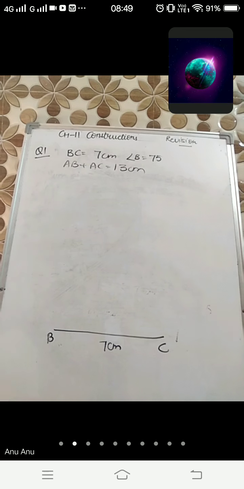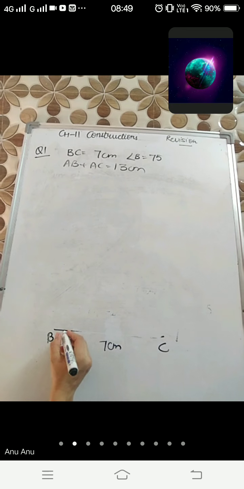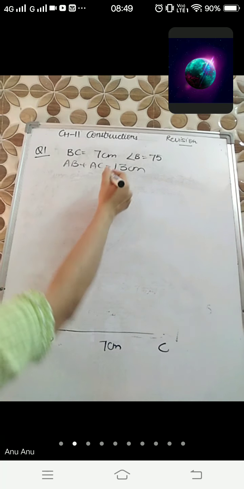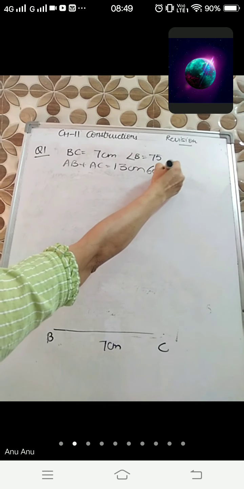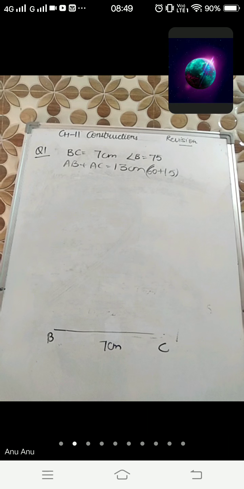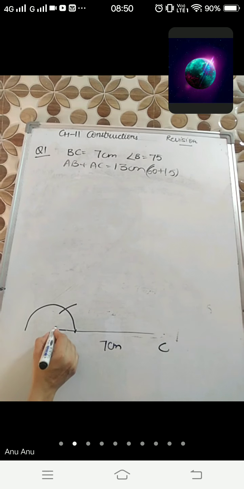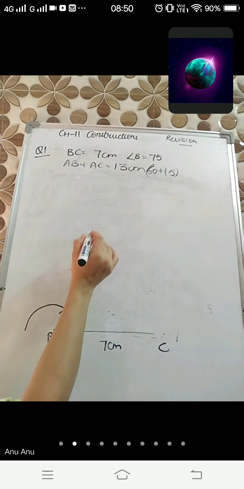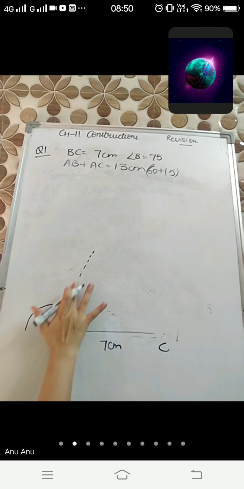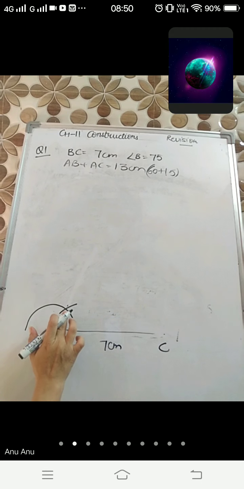How will you draw angle 75? You know that 75 is a breakup of 60 and 15. So firstly, you will draw 60 degree, then you need 15 degree more. And 15 is the half of 30. So firstly, you will draw the arc from B. When you draw the first arc, this is your 60. So you can draw the dotted line if need arises, otherwise no need to draw. Just you can simply draw.